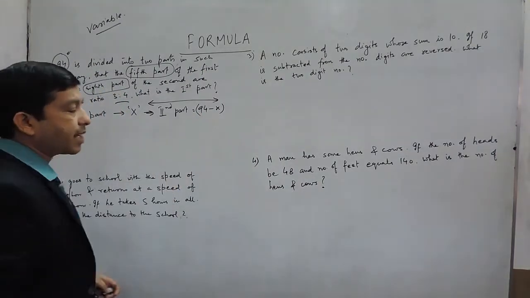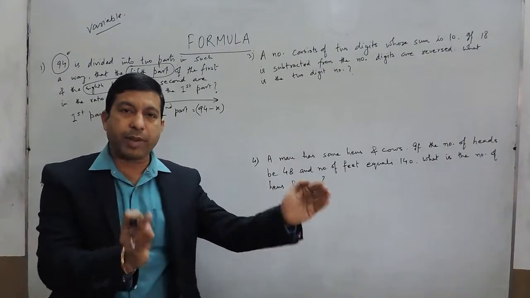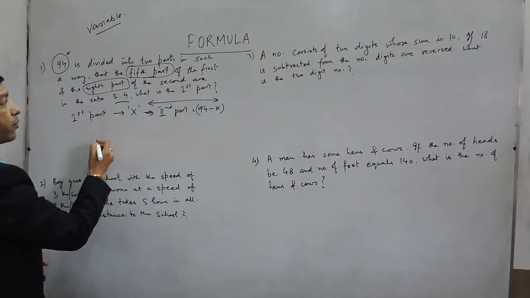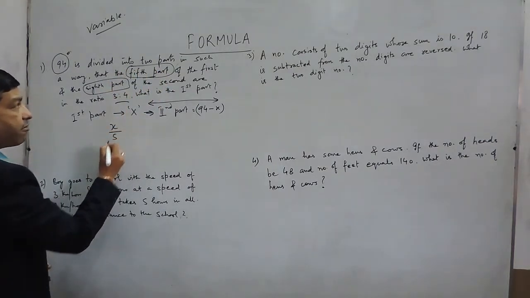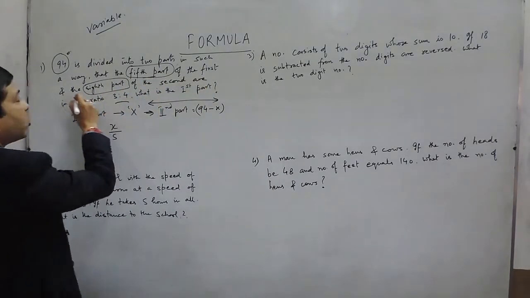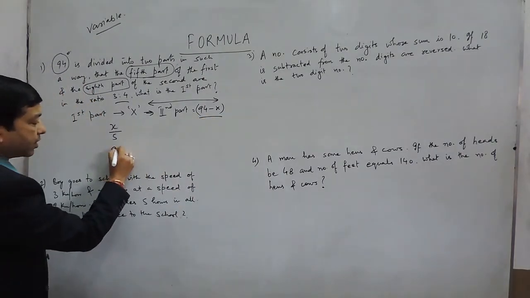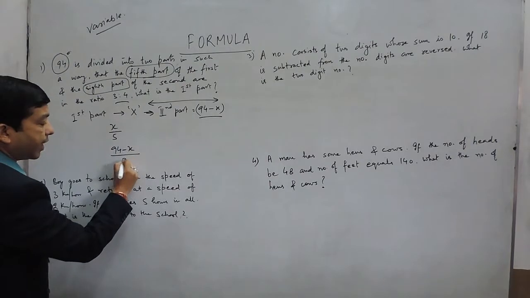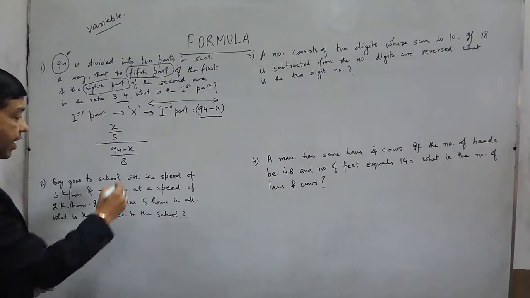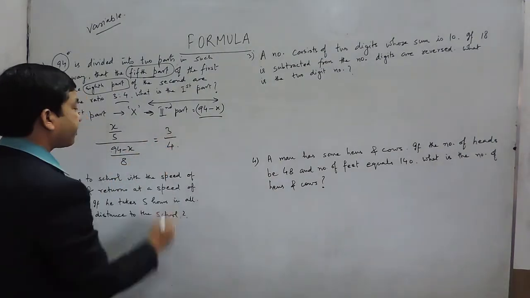Why is it 94 minus x? Because if the sum of two numbers is 94 and one of the portions is x, then the remaining portion must be 94 minus x. Now, the fifth part of the first means x upon 5. The eighth part of the second number is 94 minus x upon 8. When I am saying "to the", that means divided by. So x upon 5 divided by 94 minus x upon 8 is equal to 3 upon 4.